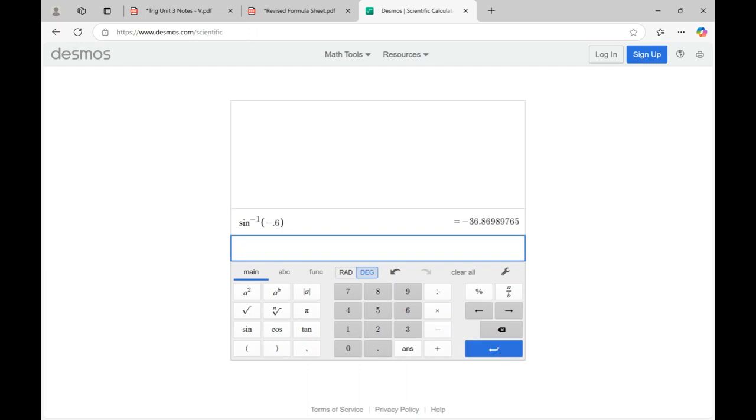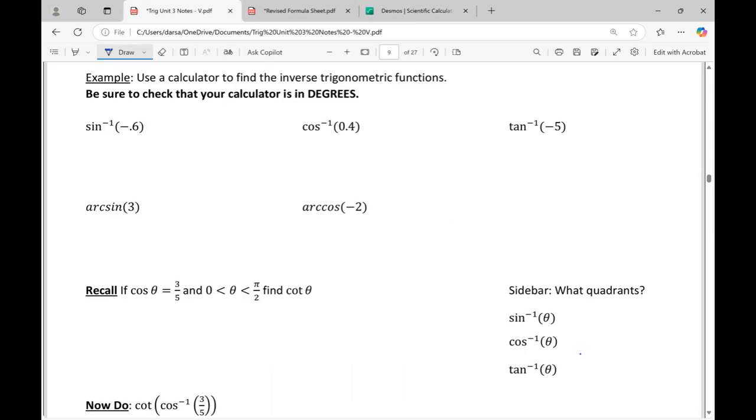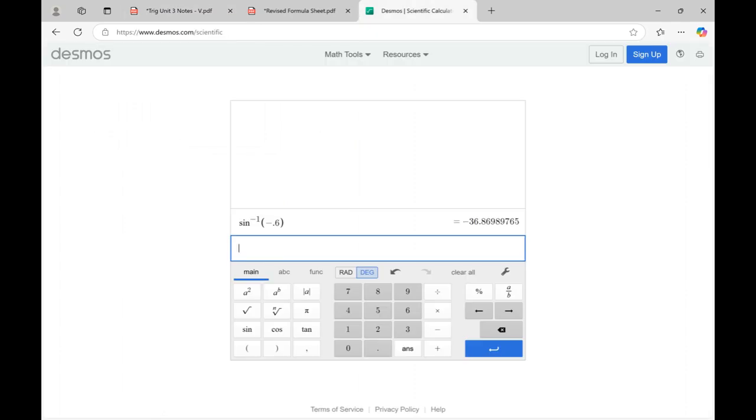And you can see it is -36.8699 degrees. If we wanted to do this in radians, we could. We would just have to switch over to radian mode, and there is the answer in radians. So we can do this either direction.